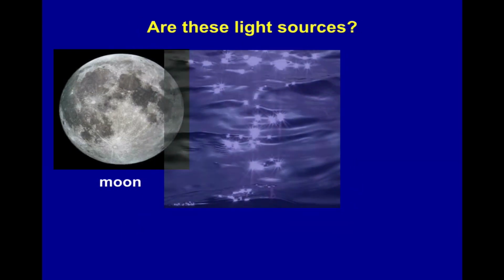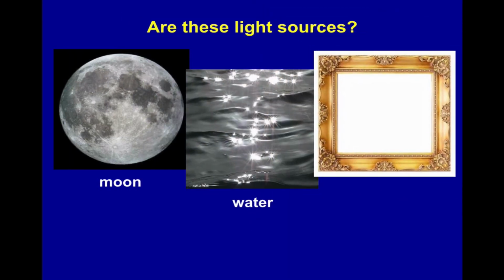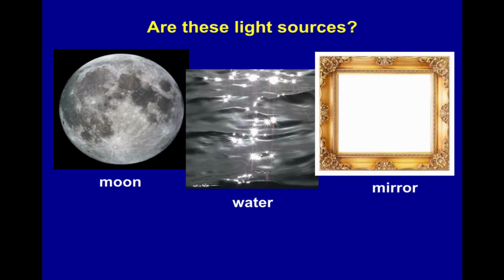So what about these three items? Are they sources of light? Do they give off light? Do they create light? The moon, water, and a mirror. Does the moon create light? Is that why we see it? Does water create light? Does a mirror create light?